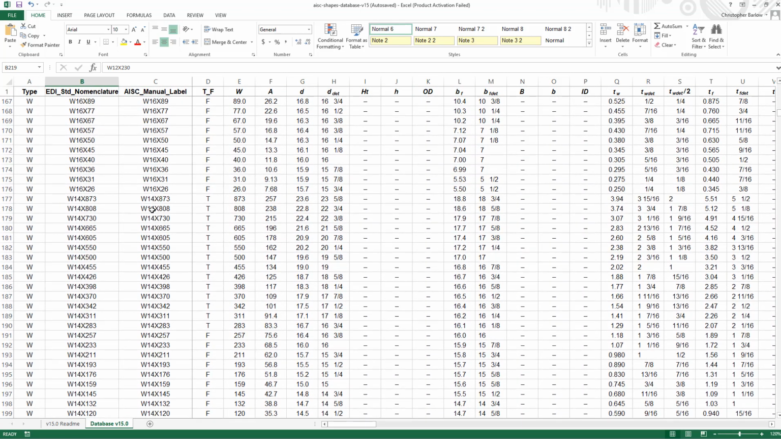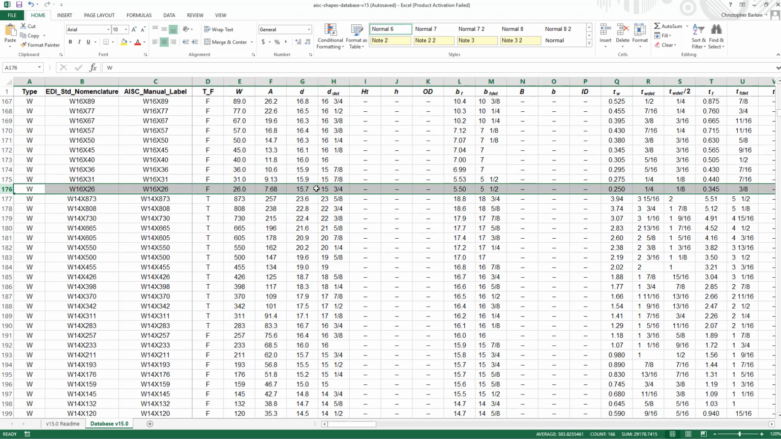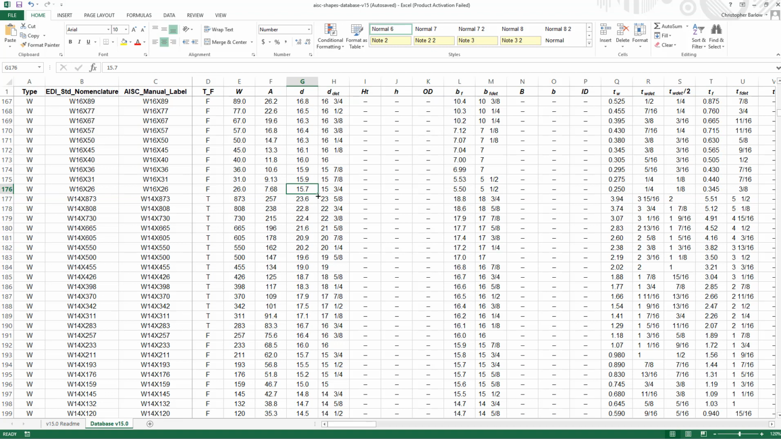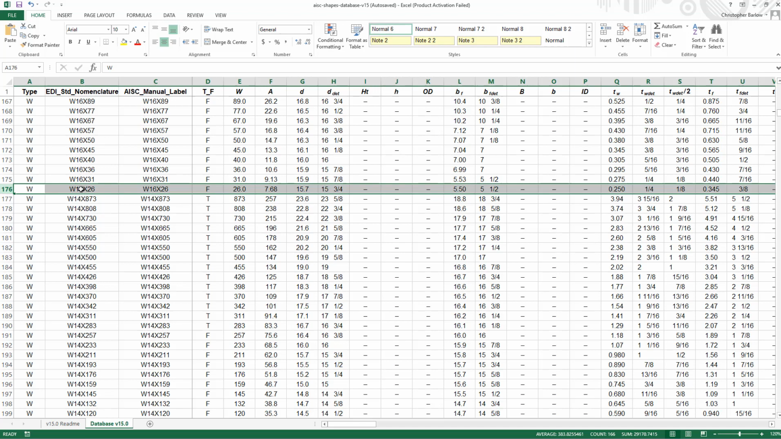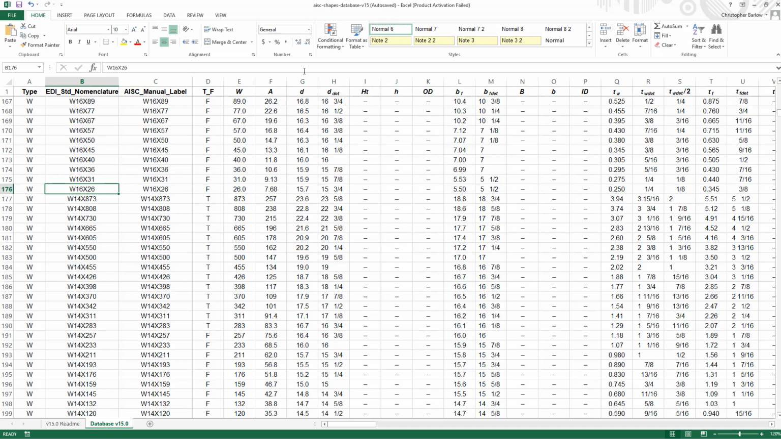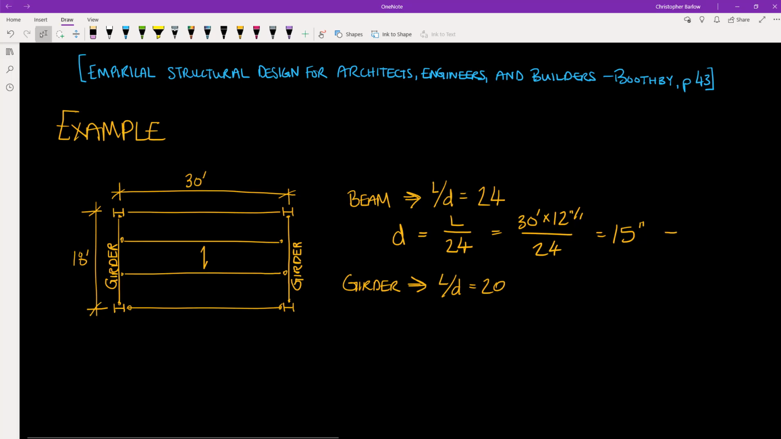If we scroll up further, we will likely be able to find a more economical section. Let's scroll all the way up to this W16. And here we can see that it has a depth of 15.7 inches, so greater than 15 inches, which is what we need. And it has a weight of only 26 pounds per foot. So let's choose this section instead. So that gives us W16 by 26 for our preliminary size for the beams.